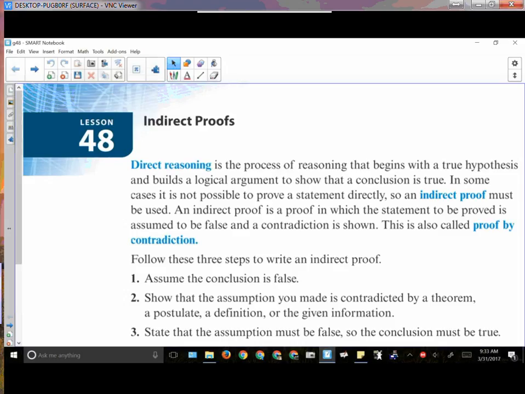What we're going to do today is take a look at things that are called indirect proofs. Basically, an indirect proof is kind of doing it by contradiction. We assume something that is incorrect, and if we say that that is wrong, then it must be true. What I want you to make sure that you have down, though, is those 3 steps.